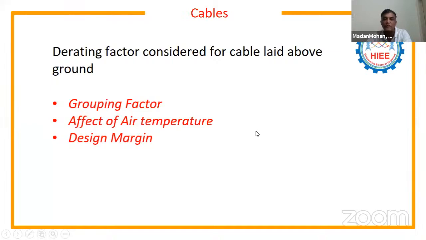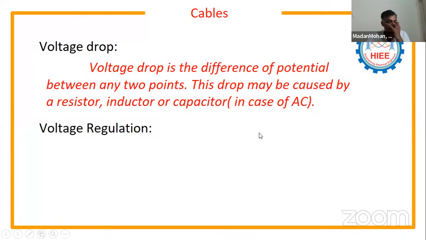Now we need to know how to decide the voltage drop. Here, the calculation of voltage drop is very simple. But why should we consider this voltage drop? That is the point here. Generally, if you look at any SLD, the voltage we consider starts from the transformer.